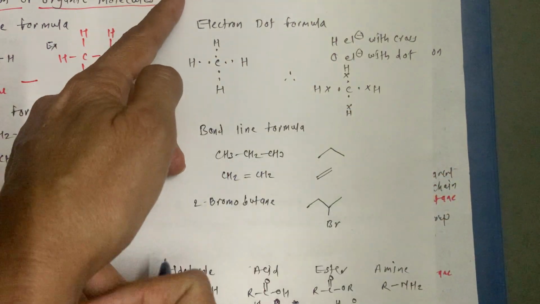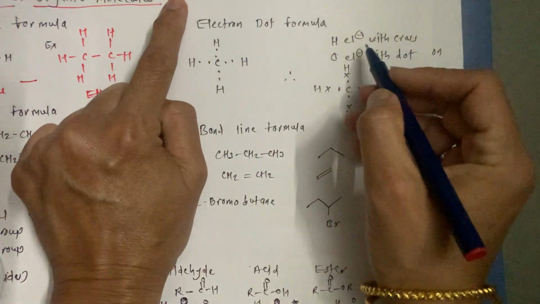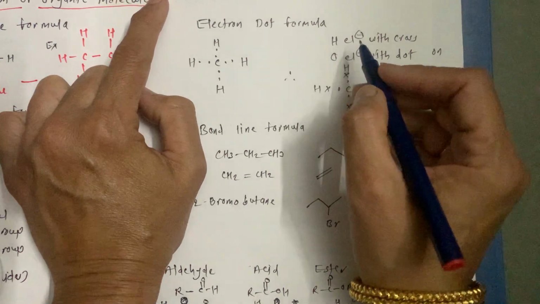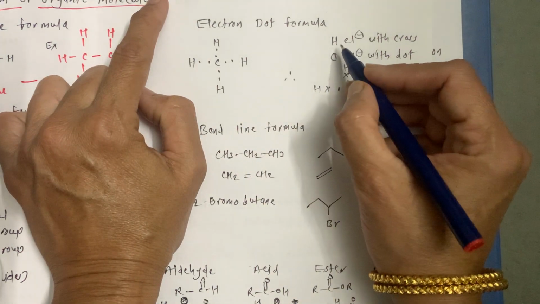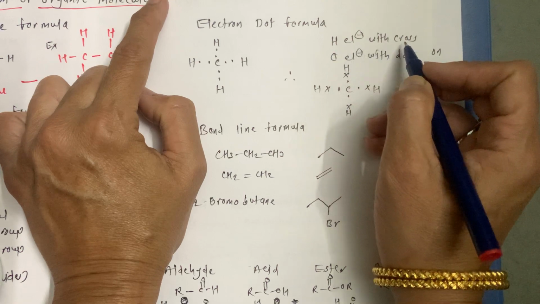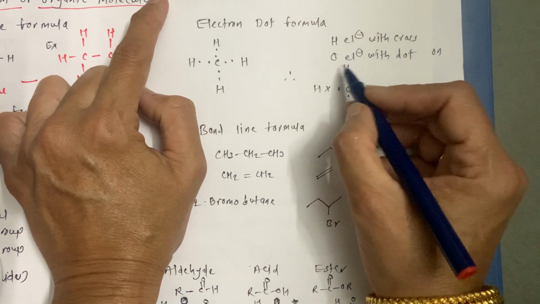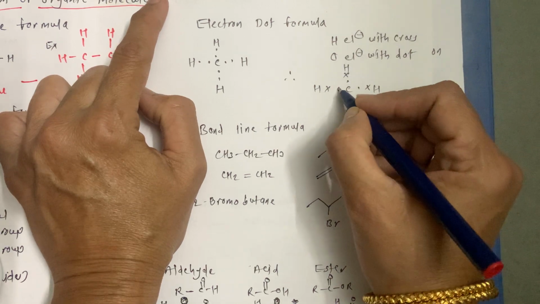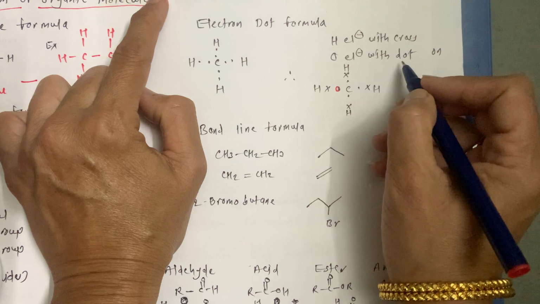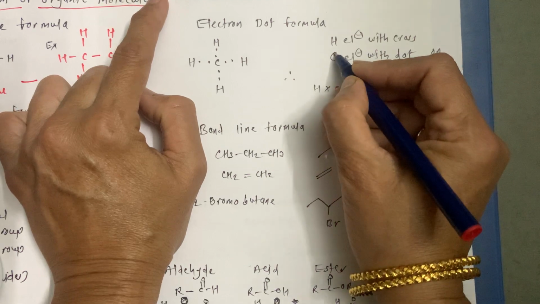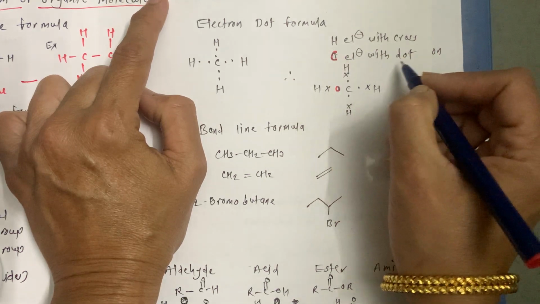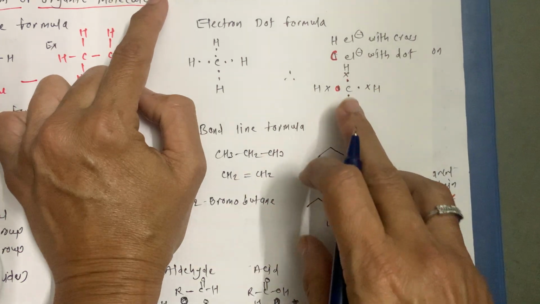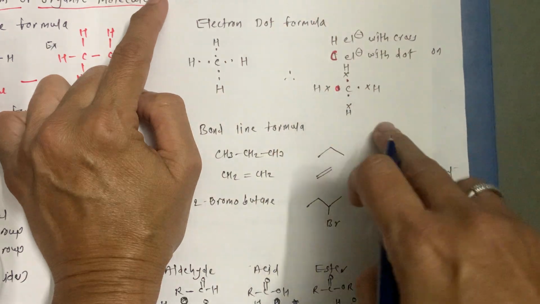Electron dot formula, we can write H. In 11th standard we studied all these things in detail. We are going to revise it again. If hydrogen electrons, we can mention as a cross also, and oxygen circle, that means this way, this is the circle, electron with C electrons, this carbon electrons with dot. Okay, so this is electron dot formula.